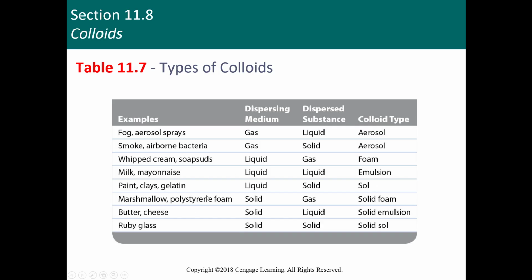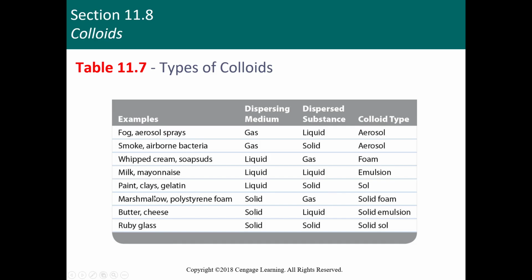Marshmallow and polystyrene foam, don't get confused when you try to eat one, is going to be a solid with a gas dispersed throughout. And that's why you see those little pockets of gas if you look very closely. In styrofoam, you can actually see the little pockets if you look really close. And these are called solid foams. The pockets of gas is what makes the marshmallow so light and fluffy.